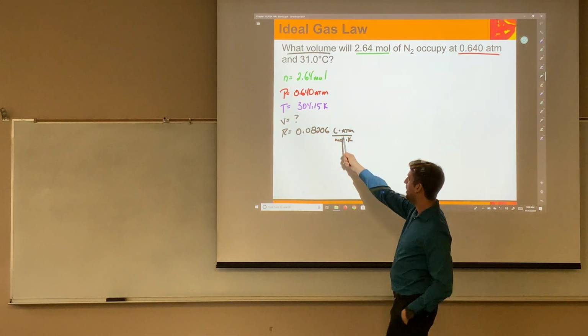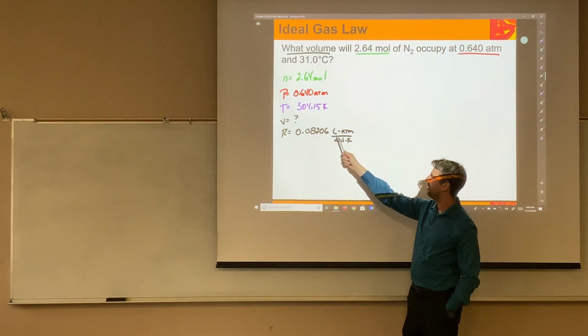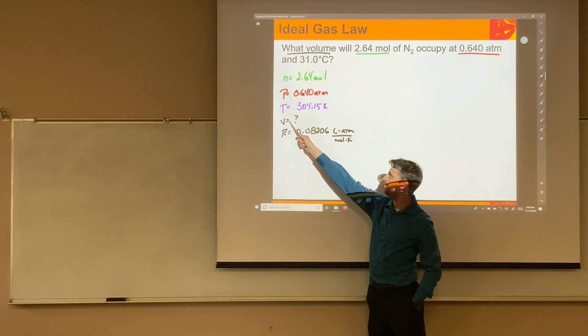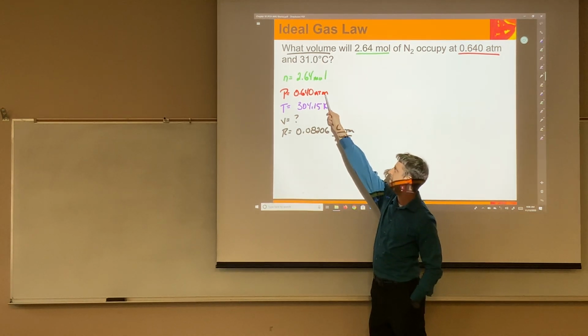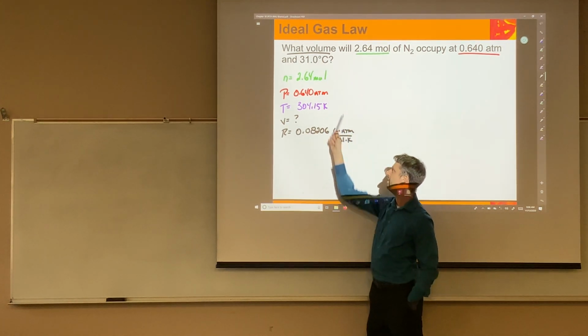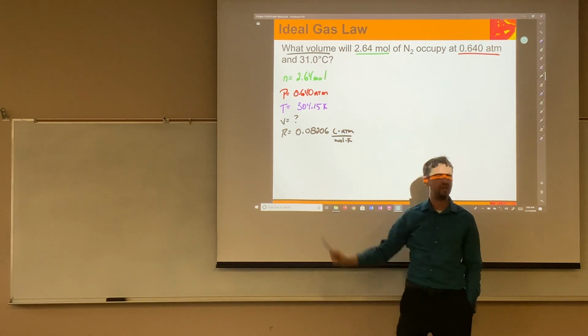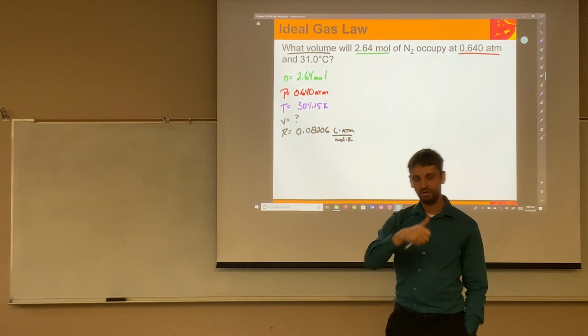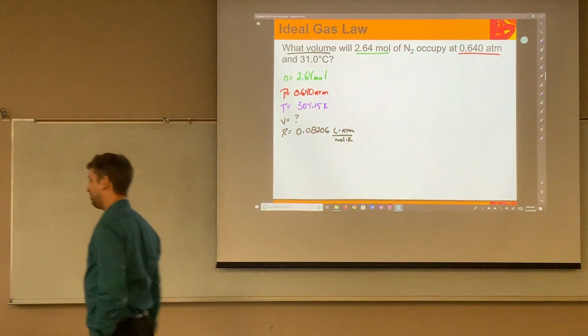Because then, right, if we have our units here, we can check, right? Liters is what we're going to get our answer of volume in. Atmospheres is what we're given, right? Moles, got it. Kelvin, and we have our conversion to Kelvin, okay? So it's a great way to make sure you're on the right path before you start this out.